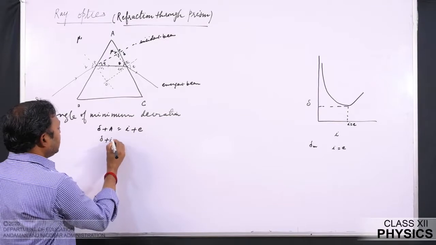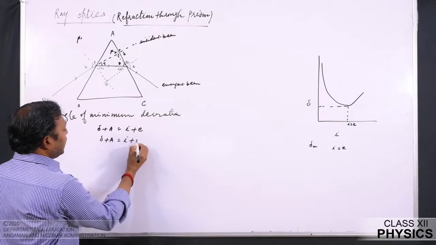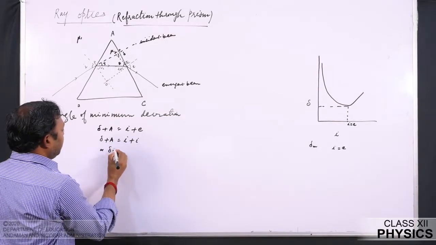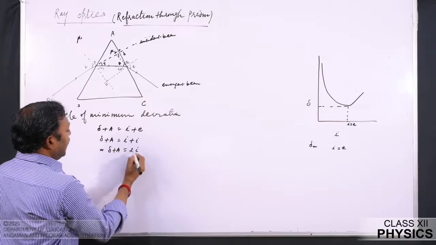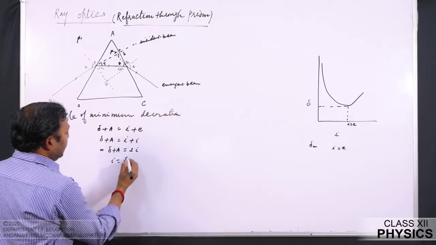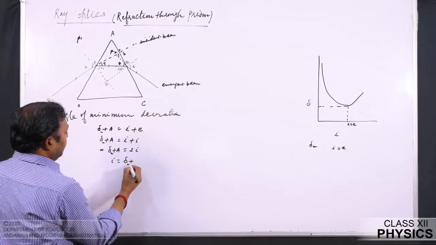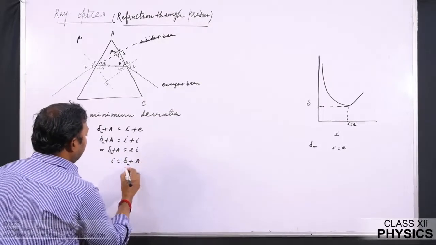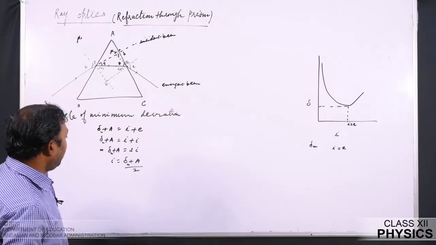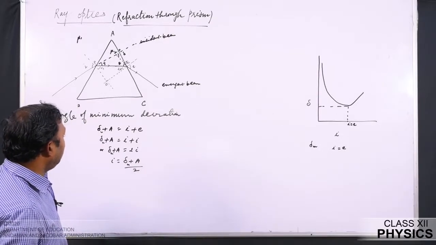So, we get delta plus A is equal to I plus I, or delta plus A is equal to 2I, or I is equal to (delta minimum plus A) divided by 2. So, this is the value of I. Now, we have to find the value of R.